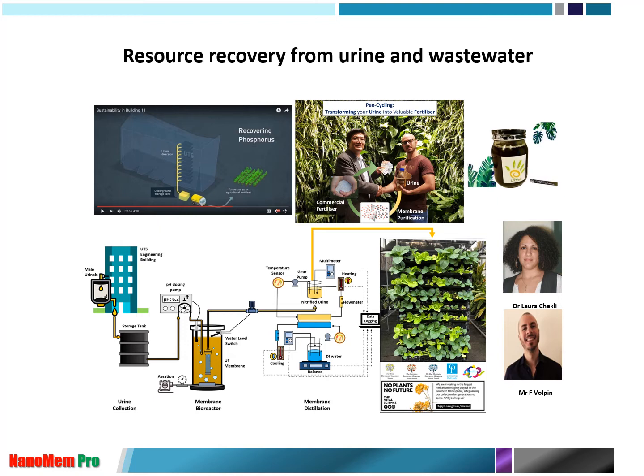the urine nutrient recovery, because most of the nitrogen phosphorus is contained in our urine, so we have a urine harvesting tank in our toilet. So this is our Faculty of Engineering in our university, and male urinal.